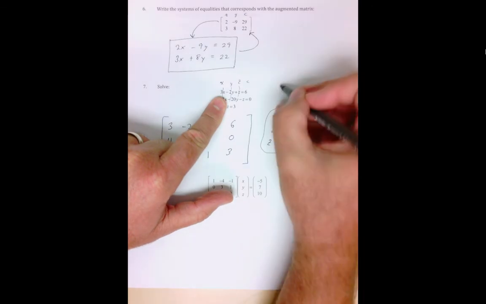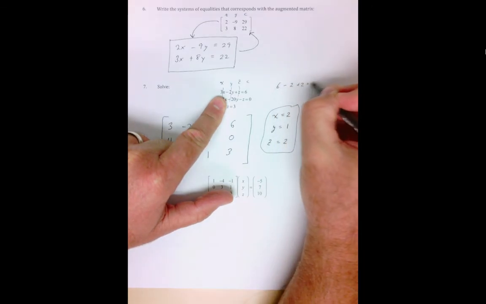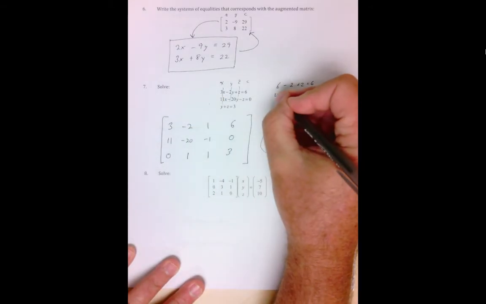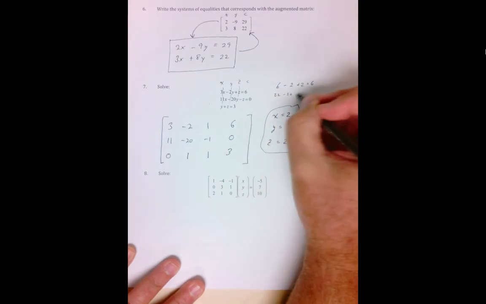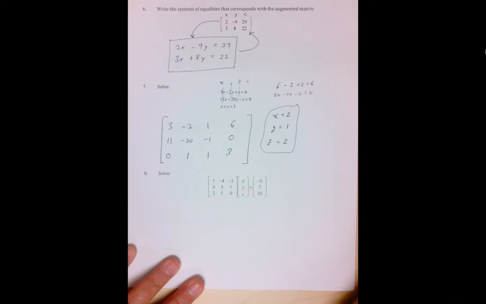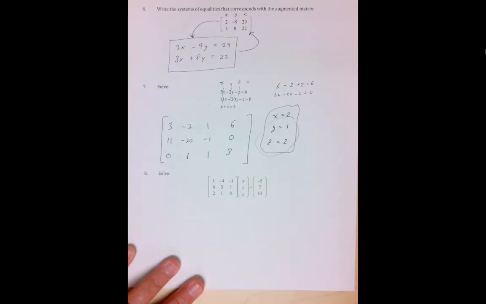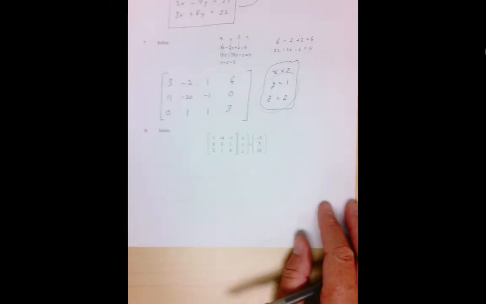Well, up here we get 6 minus 2 plus 2 equals 6. That's true. Here we get 11 times 2 is 22, minus 20, minus 2. That's certainly 0. And then we need y plus z to be equal to 3, which it is. All right, gang, number 8.